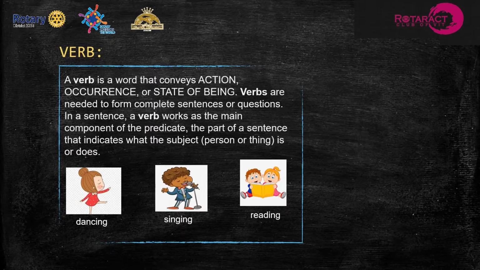Now look at the examples below. In the first picture, the girl is dancing. In the second picture, the boy is singing. In the third picture, both the children are reading. Now the words dancing, singing, and reading are verbs.